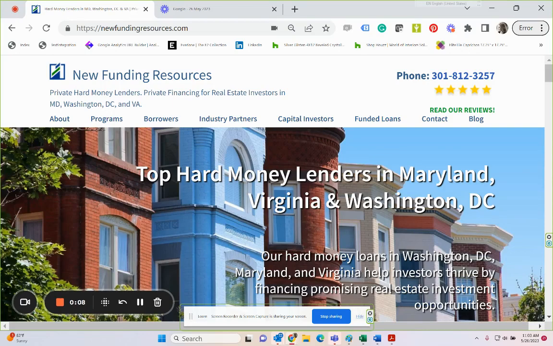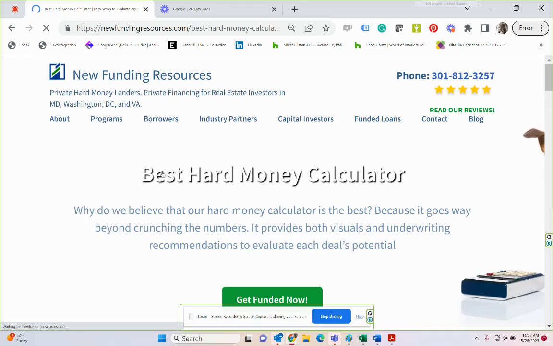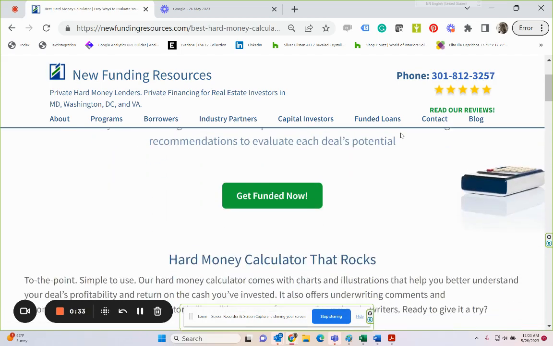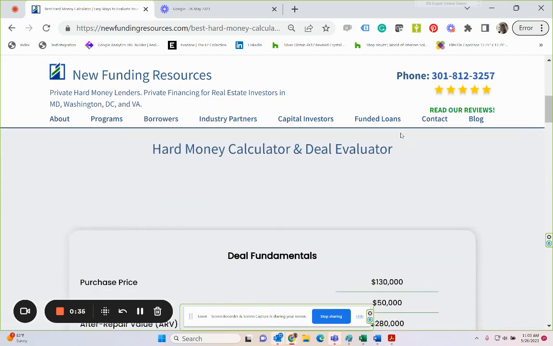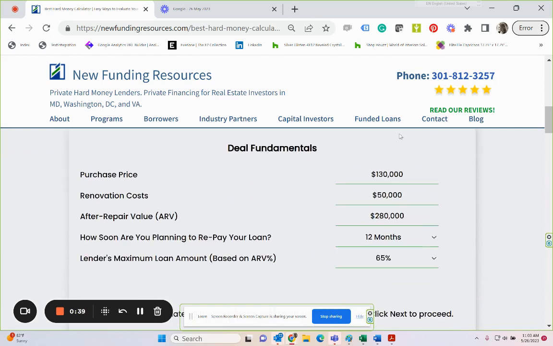I am here to show you how to use our hard money calculator. First of all, let's go ahead and find it. So you are on our website, which is www.newfundingresources.com. And here you can see the menus, and we need to go under borrowers, and here you see it, hard money calculator right here. So this is how we find it. Once you're on that page, you scroll down until you see the calculator itself, and now we can start.